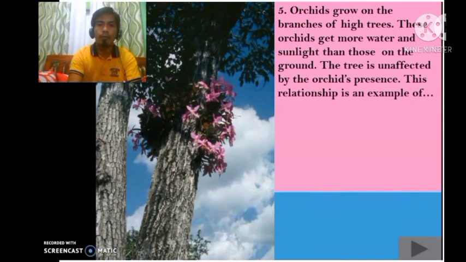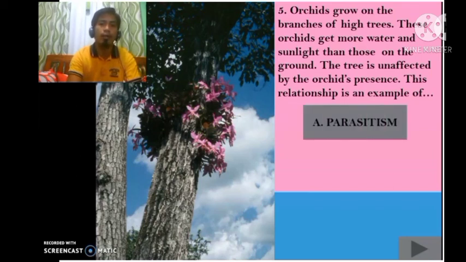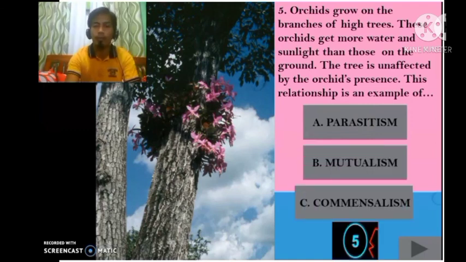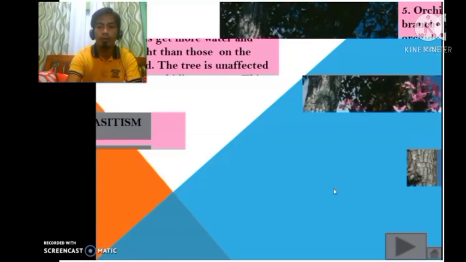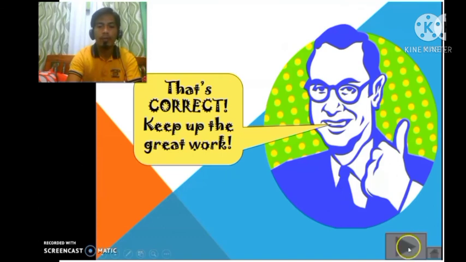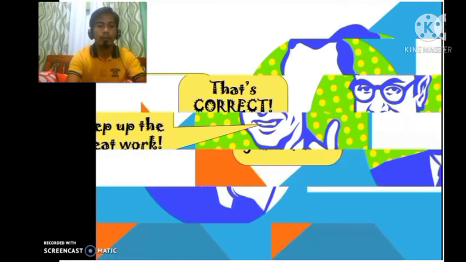Okay, last number 5. Orchids grow on the branches of the high trees. These orchids get more water and sunlight than those on the ground. The tree is unaffected by the orchid's presence. This relationship is an example of parasitism, mutualism, or commensalism. Okay, the answer is commensalism. Let's proceed to part 2.